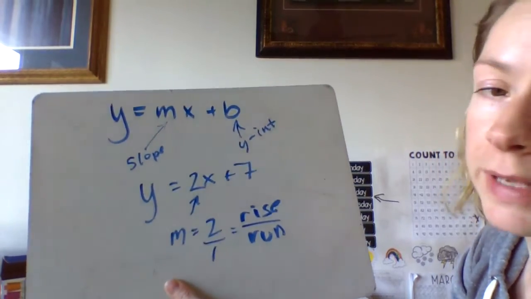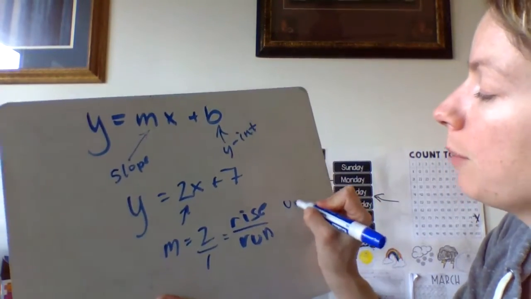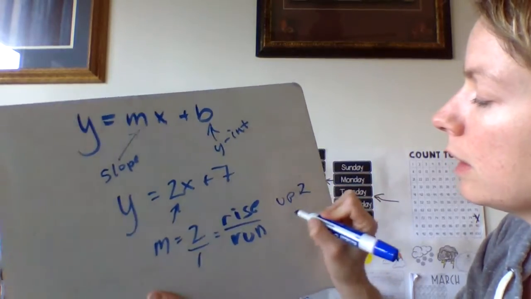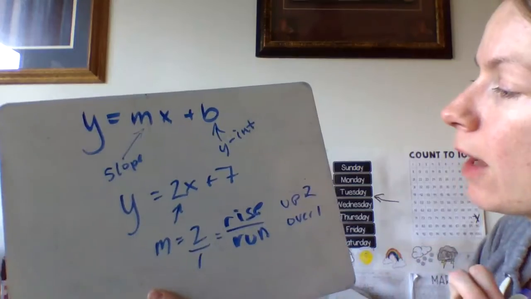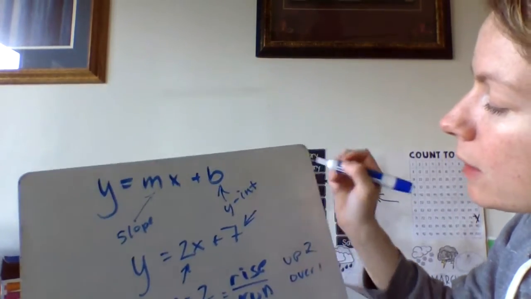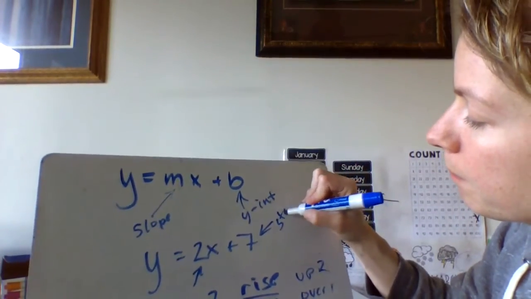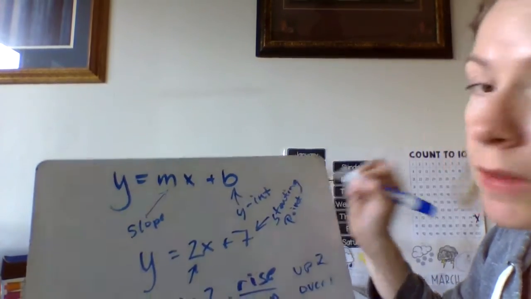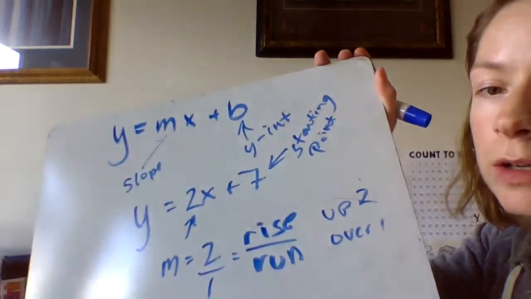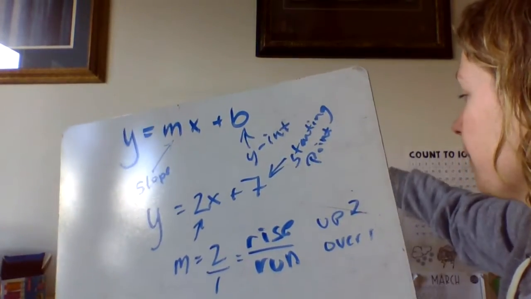So my slope becomes my directions. I'm going to go up 2 and then over 1, my rise and then my run. This piece right here is my starting point. Okay, my starting point tells me where to start on my y-axis.